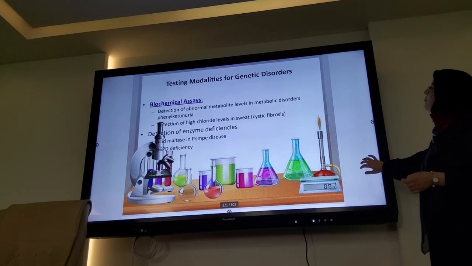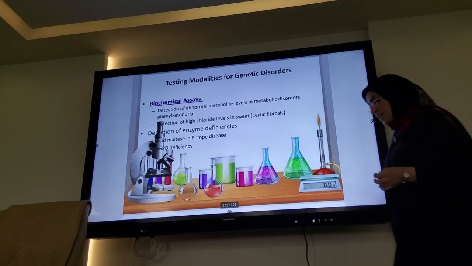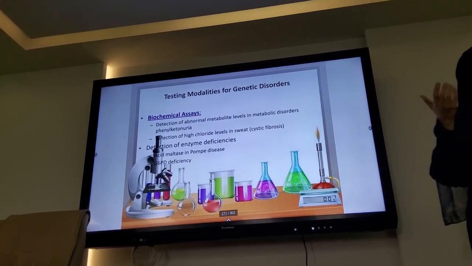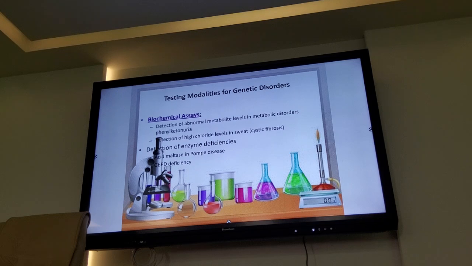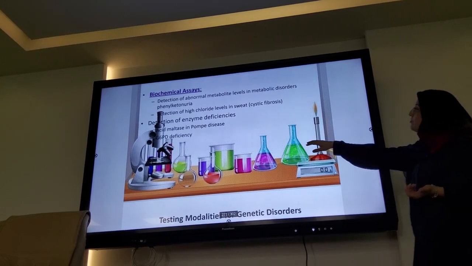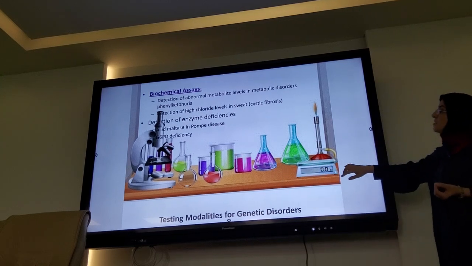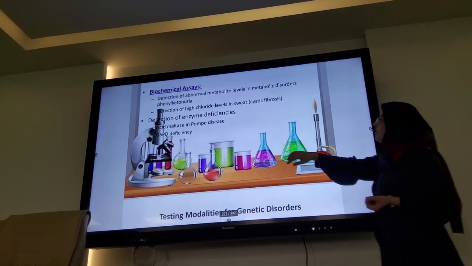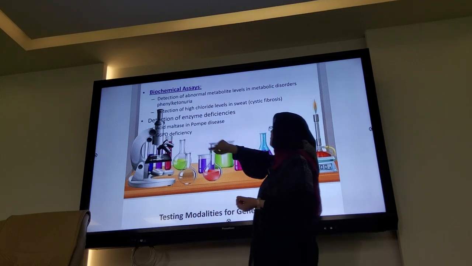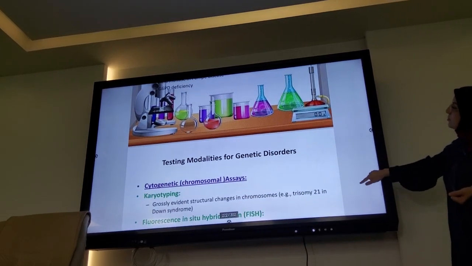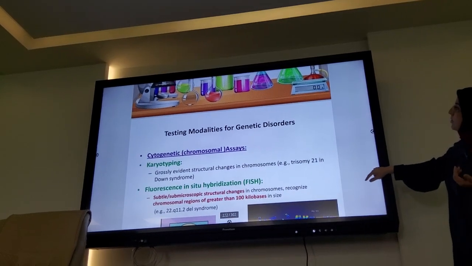We have some different genetic tests. In biochemical assay, we're looking for abnormal metabolites inside the body. For example, phenylketonuria. For example, we evaluate the salt level in sweat glands in cystic fibrosis. Also, we can detect enzyme deficiency. Okay, we have a lot of examples in our slides.